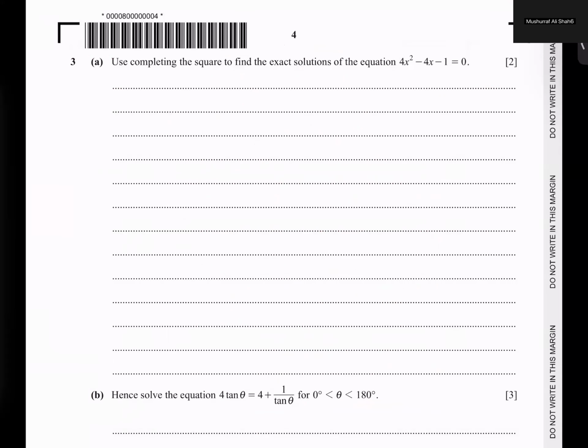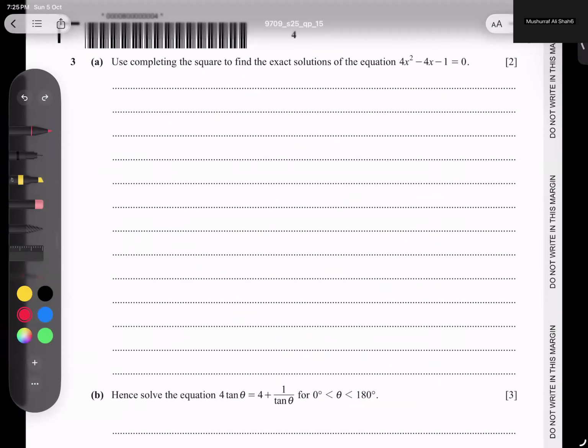Question number 3 we have. The question is: by completing the square, find the exact solution of this equation. So student, what is the completing square technique? Look now carefully. 4x to power 2, negative 4x and negative 1 is equal to 0. So basically we need plus 1 here always. How to make it plus 1? Take 4 common, not from all 3 terms, just the first 2 terms only.